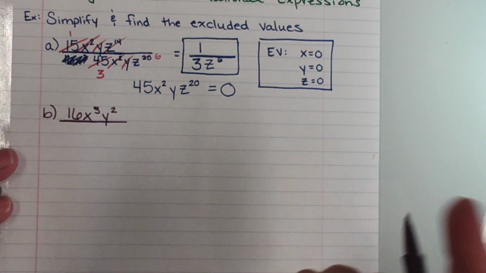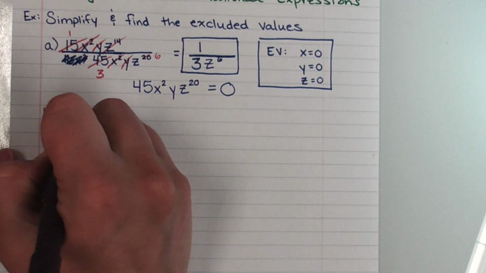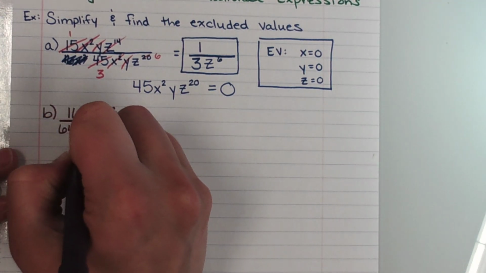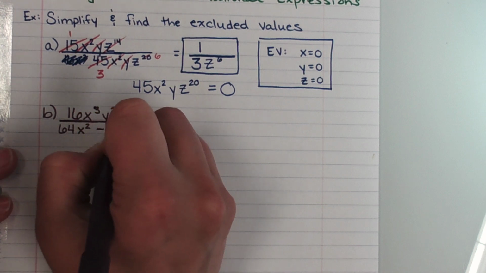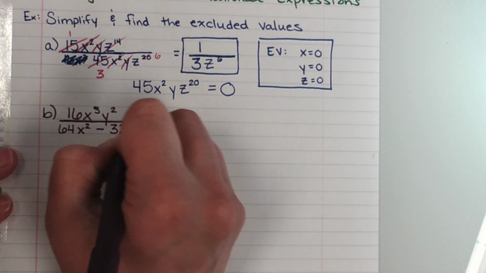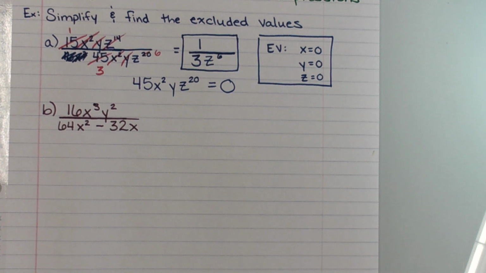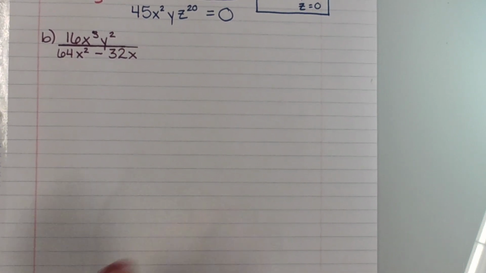That is a cubed. I know it's not the easiest to read because of what my pen did. (16x cubed y squared over 64x squared minus 32x).